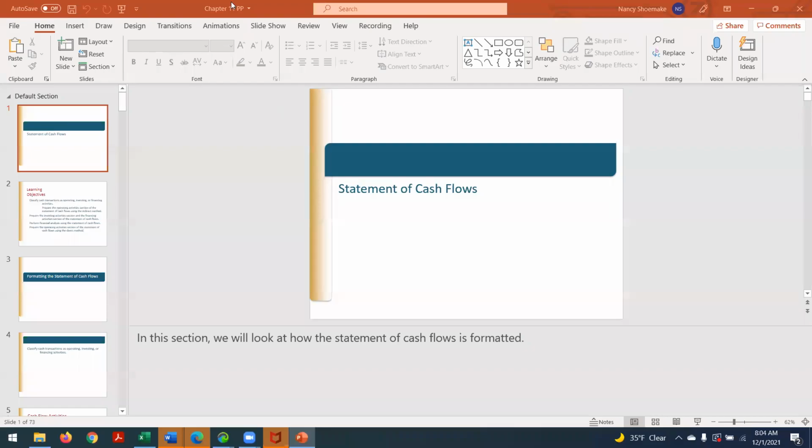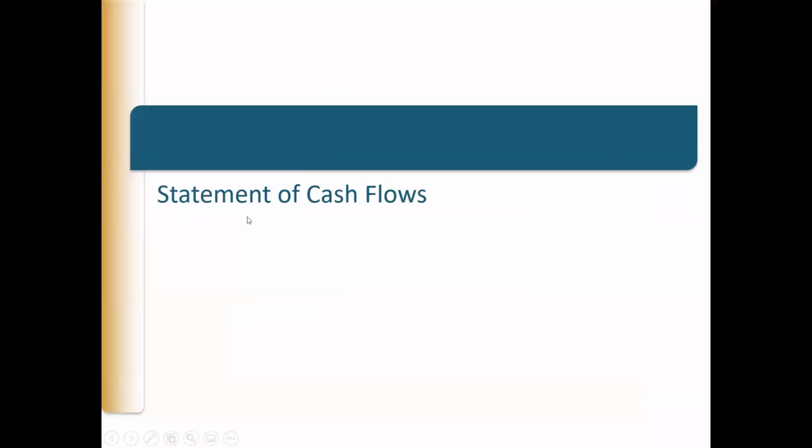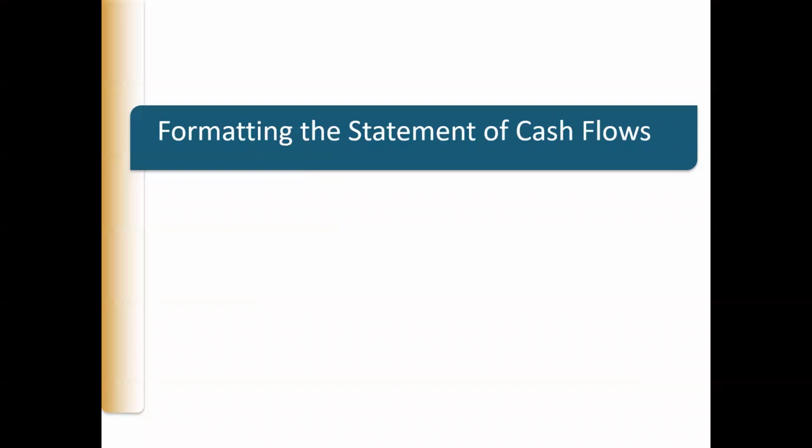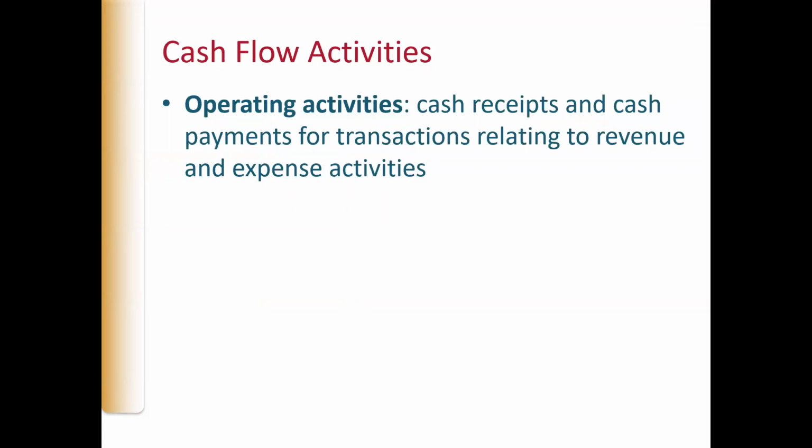So guys, we are already on chapter 11. Can you believe it? Chapter 11, and we are going to delve into a financial statement called the statement of cash flows. We've talked about the statement of cash flows prior in other chapters, but we're really going to get into the nitty-gritty of this financial statement. Now we know that the statement of cash flows is broken into three types of activities.